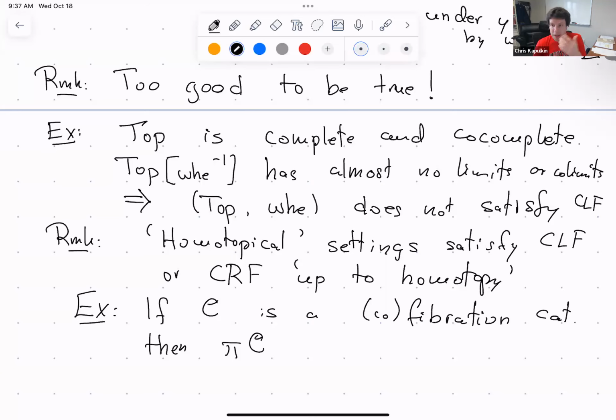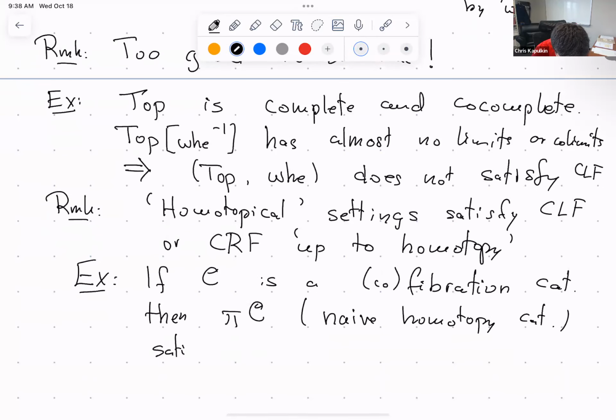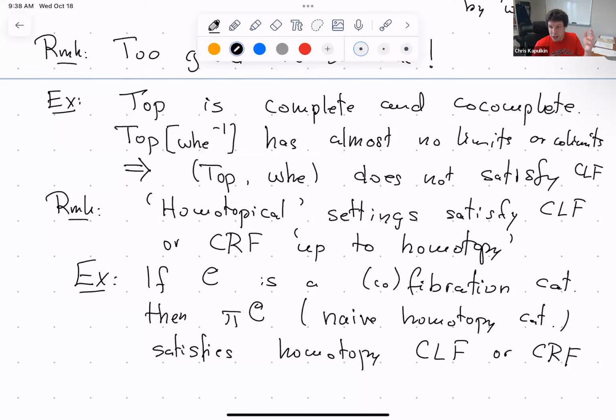But this is the naive, what people call the naive homotopy category or the naive localization. It satisfies homotopy CLF or CRF, depending on whether you have a fibration category, CRF, or a cofibration category, CLF. So that was already known to Brown. So Brown introduced fibration categories, and I guess once you have one, you have the other.